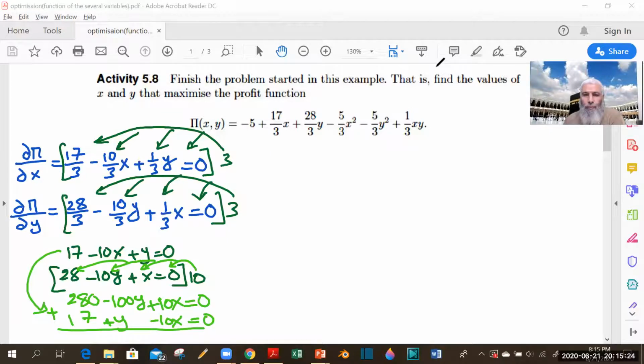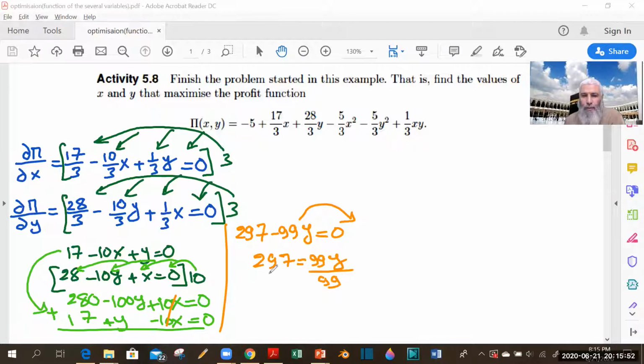So 280 plus 17 is 297, right? Yes. And this is minus 100 plus 1, which is minus 99y. And this is 0 equal to 0, right? We will take this to the other side. 297 equals 99y. Divide by 99. So y equals what?